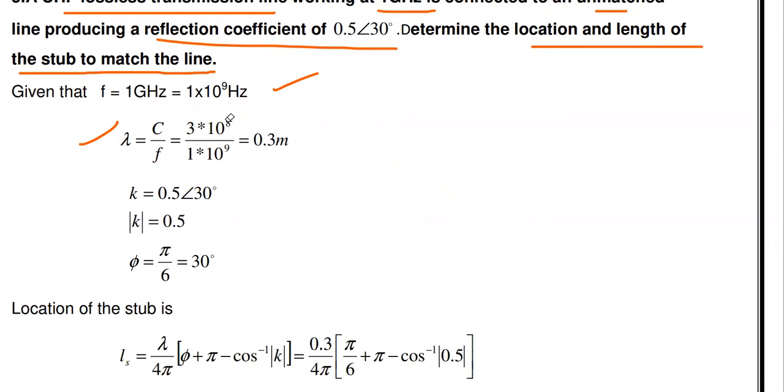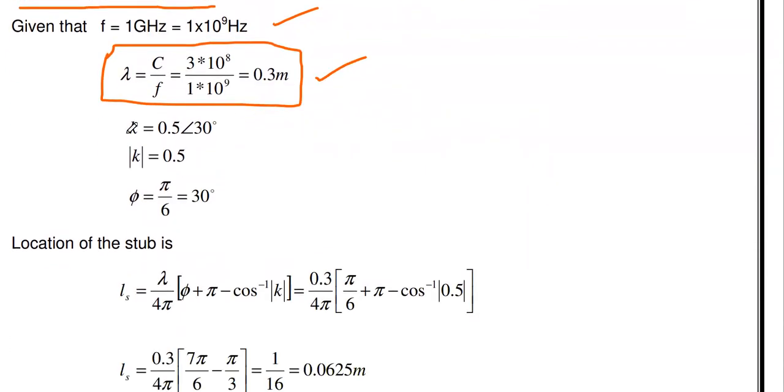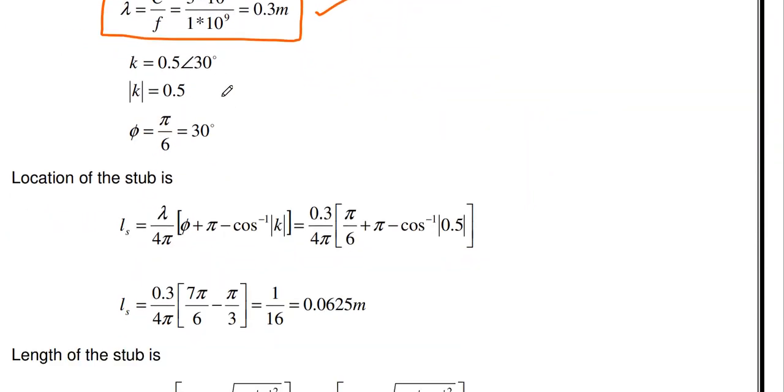What is lambda? Lambda is nothing but C divided by F. You know the formula. C is 3 into 10 to the power 8 divided by 1 GHz, 1 into 10 to the power 9. So the answer is 0.3 meter. Then what is another data given? Reflection coefficient. The reflection coefficient K equal to 0.5 with angle 30 degree. From this, the modulus K is 0.5 and the angle is 30 degree. And this 30 degree you convert into radian.